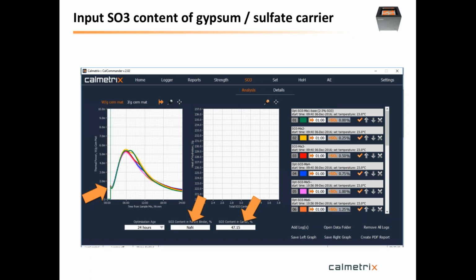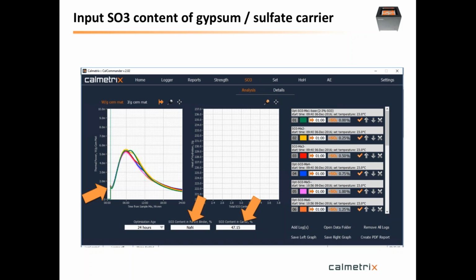And the next parameter that you need to feed into our software is the actual content of SO3 that you had in your parent binder. That means in the cement before you added anything on top of it. The software cannot know it. Of course, you have to give the software this information, but you as a cement producer would typically know this because you're the one that manufactured that cement, and at some point you tested it, you measured it. So you feed this information. In this case, this cement had 3.25% of SO3 in the binder before we optimized.